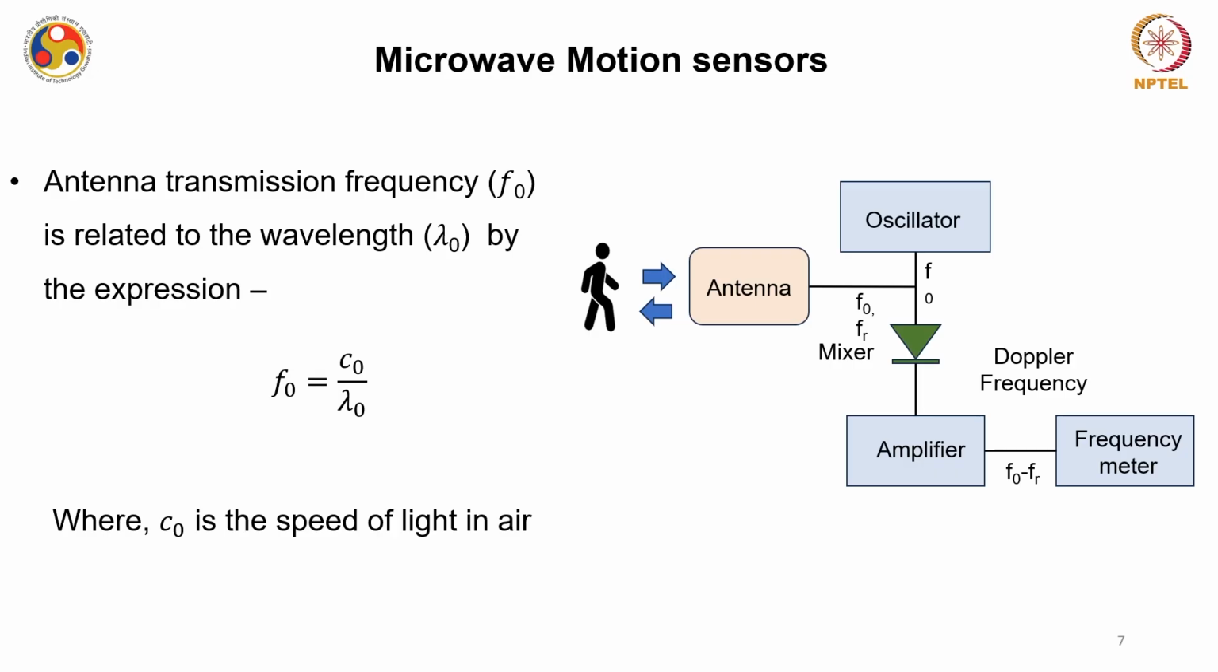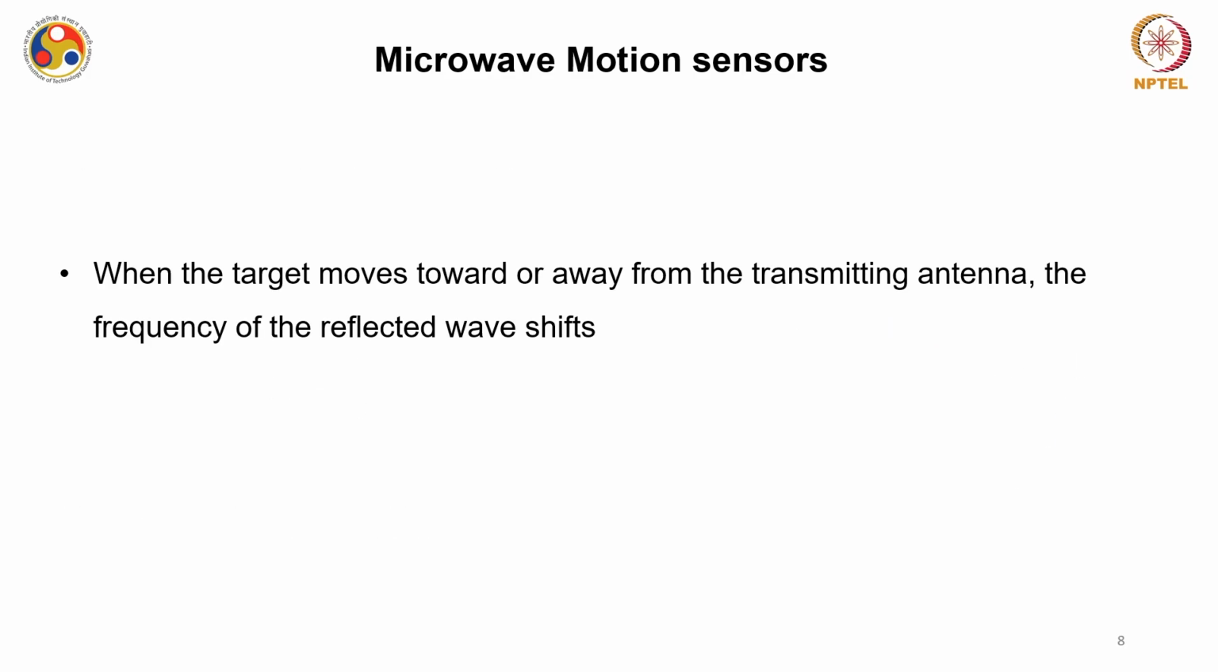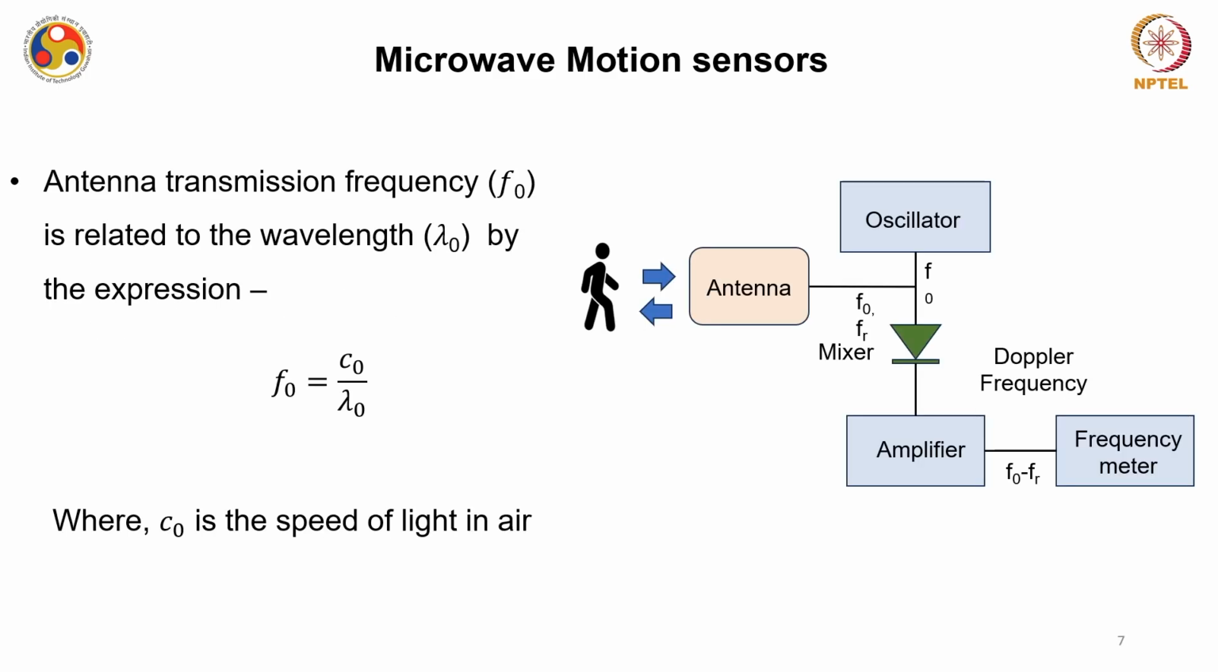Okay, so f naught is equal to c naught by lambda naught. This gives a simple expression for the frequency. We'll use this equation later on.